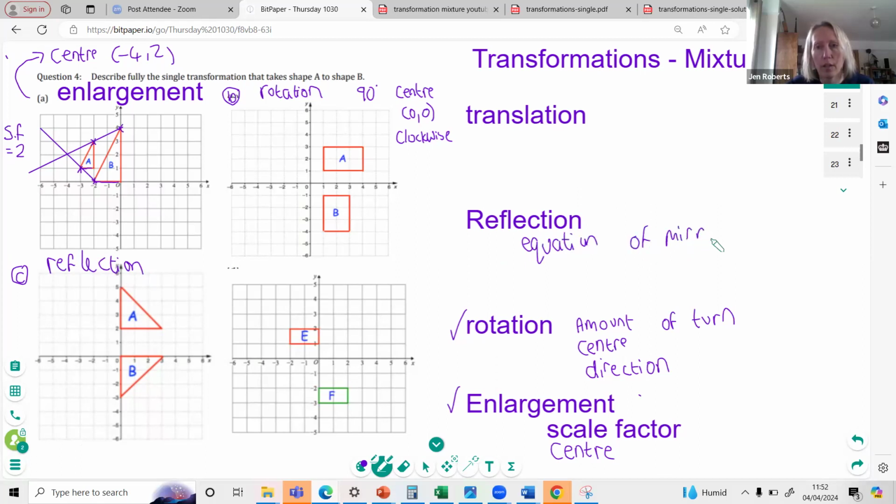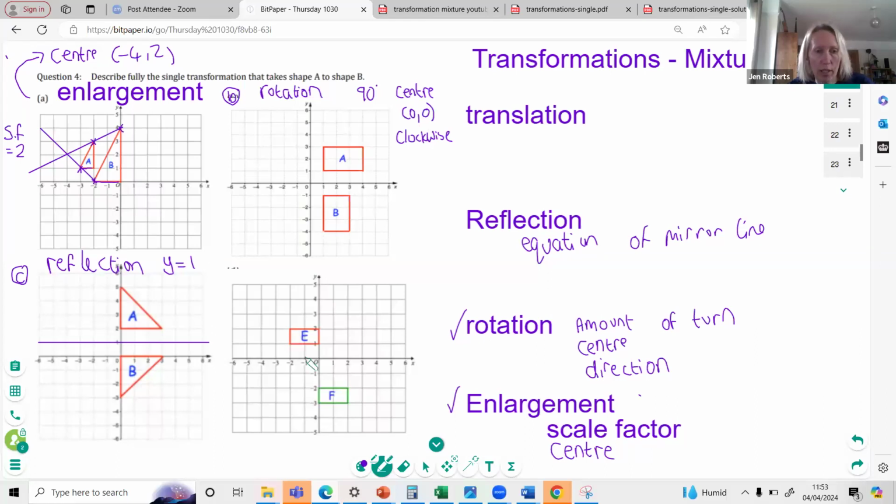What is the equation of this mirror line? Let's draw the mirror line in. It's cutting through your y-axis at 1, so it's y equals 1. So reflection y equals 1 is enough information for that one.